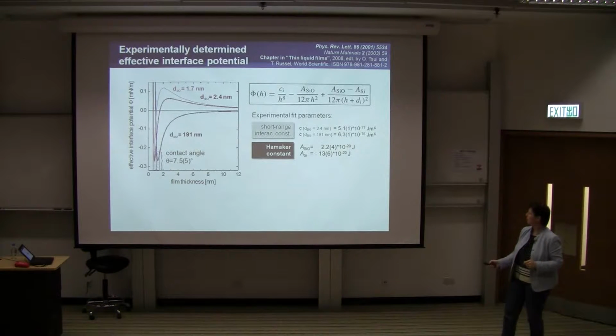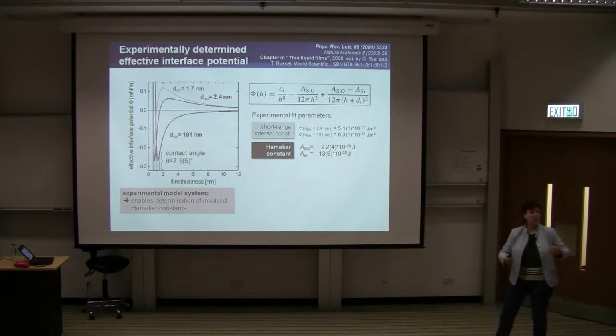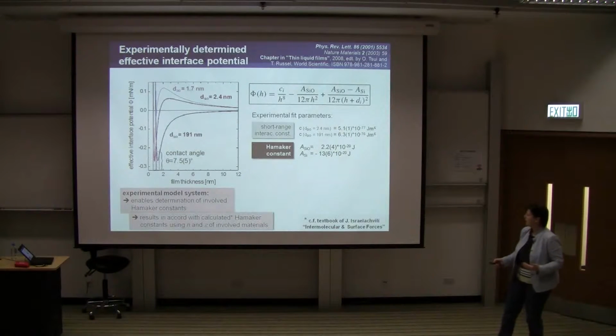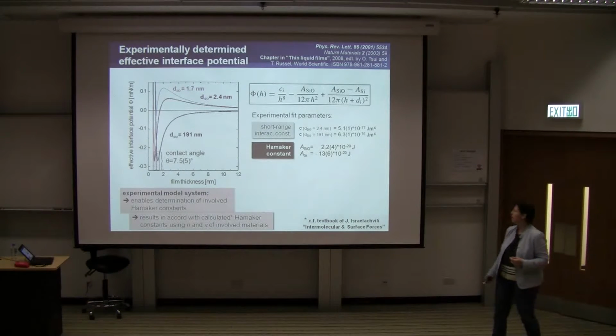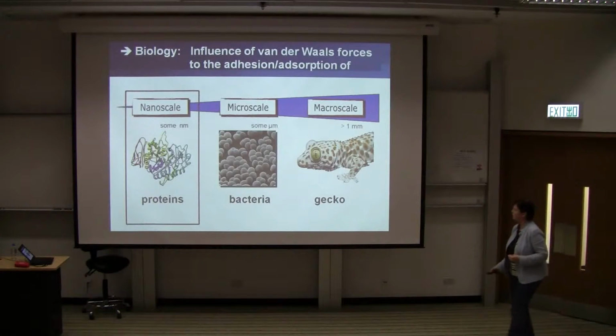The Hamaker constants are fitted. So this experimental model system enabled us the determination of the Hamaker constants. So we didn't need, in the first place, to calculate anything. If we do the calculation, for instance, like Israelachvili, using the refractive indices and the dielectric constants, we gain the Hamaker constants in the very same order of magnitude. They should actually pop up here. Okay, if you're interested, I'll show you later.